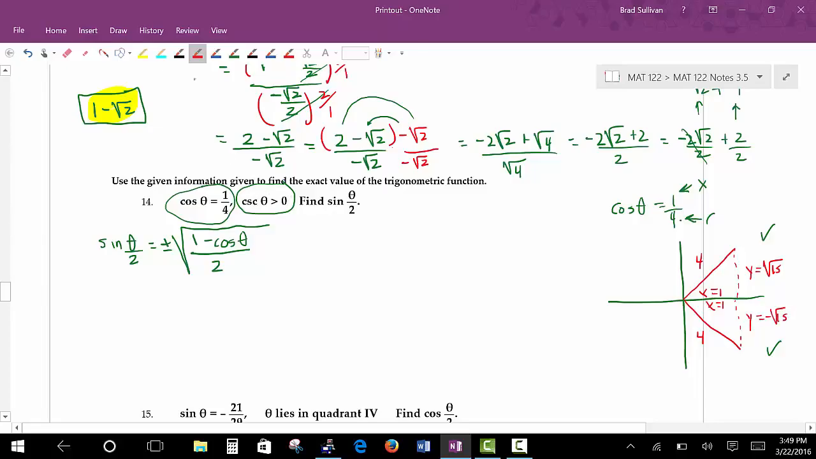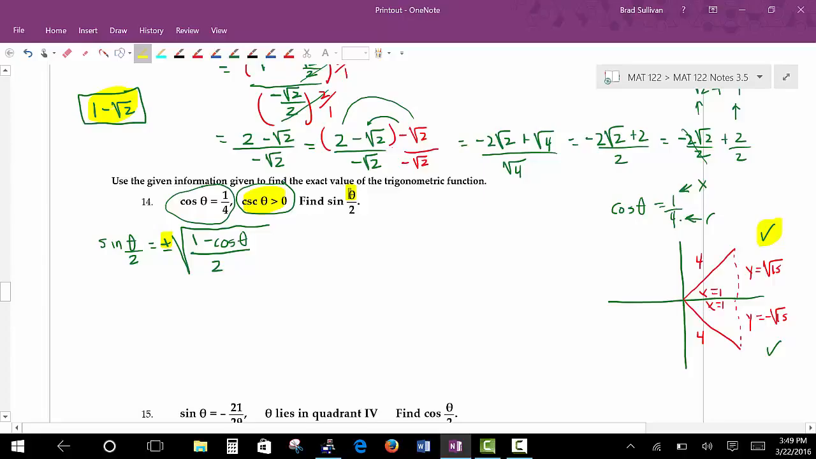But what it says is it also gives you this. The cosecant is positive, so that means that y is positive, so it means that you would be in quadrant 1. Okay, that's how you reason that out. So now you know that you have a quadrant 1 angle, so that means you have a positive answer to this problem. Because if you take a quadrant 1 angle and divide it in half, you're still in quadrant 1.